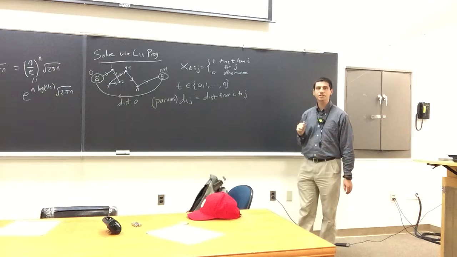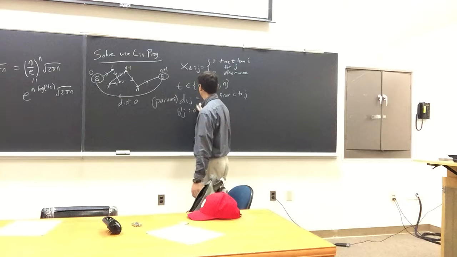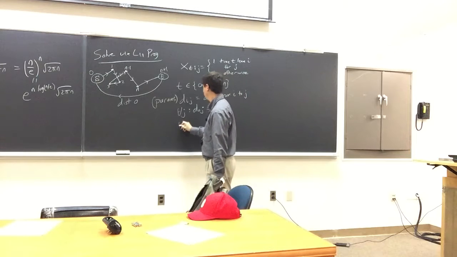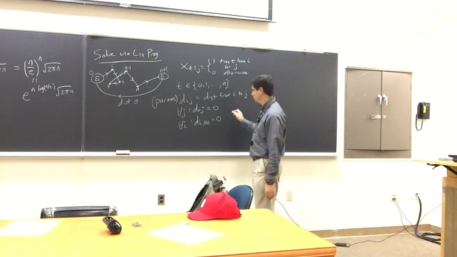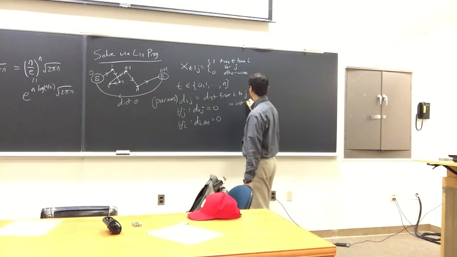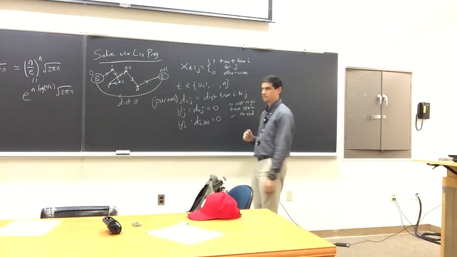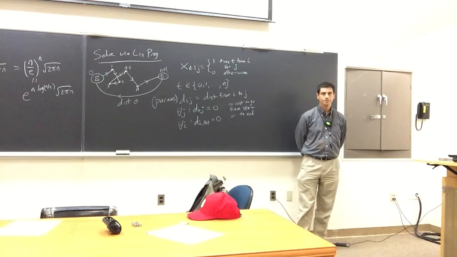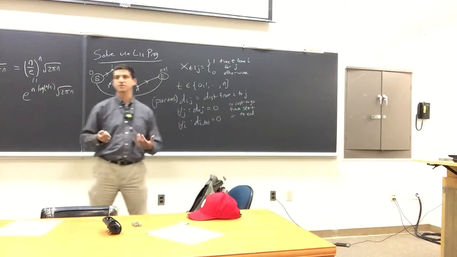Now, as was remarked, we need to initialize a bunch of these. So for all j, d_0j equals 0. For all i, d_i,n+1 equals 0. So no cost to go from start or to end. And again, we don't have to add a start and an end. I just think it's convenient to have them there.